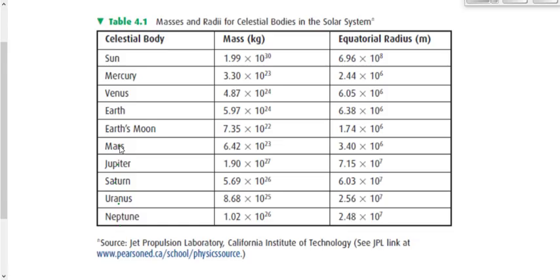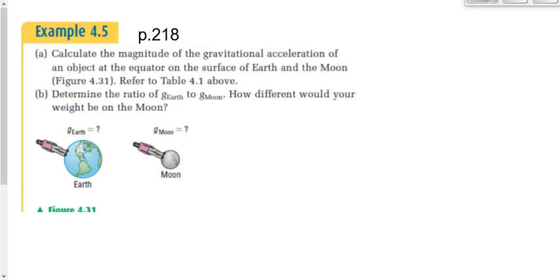There's a couple of them on your formula sheet, yeah. Most of them are not, but if it's not on your data sheet and you need it, you'll be given that number, right? Okay, let's take a look at an example on page 218. Here's the question that says, calculate the magnitude of the gravitational acceleration of an object at the equator of the surface of the Earth and the Moon. What's another name for gravitational acceleration?